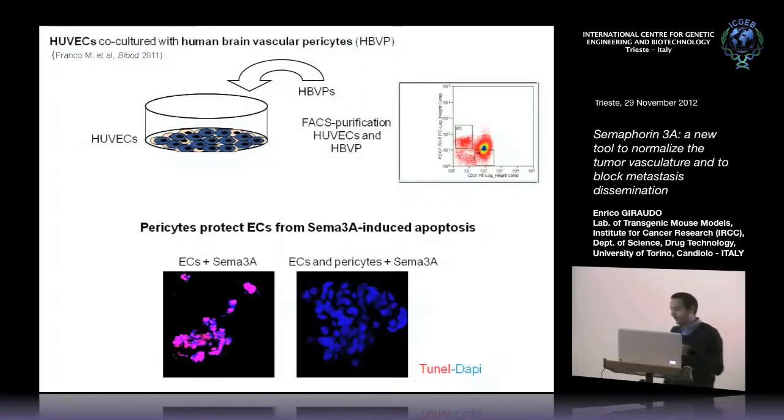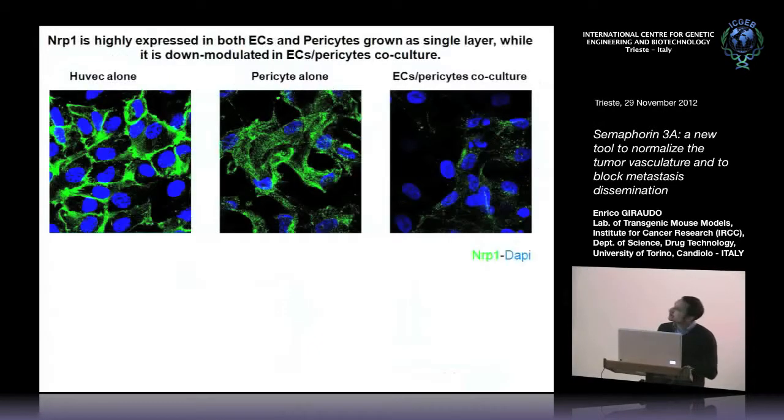Then we went a little bit further to see which are the mechanisms, in particular which are the receptors that are modulating this interaction between endothelial cells and pericytes. And we were surprised when we checked neuropilin 1. You can see here, neuropilin 1 is highly expressed in endothelial cells grown alone and in pericytes, even though with a different localization in the cells. But then in the co-culture, you can see neuropilin 1 is down-modulated.